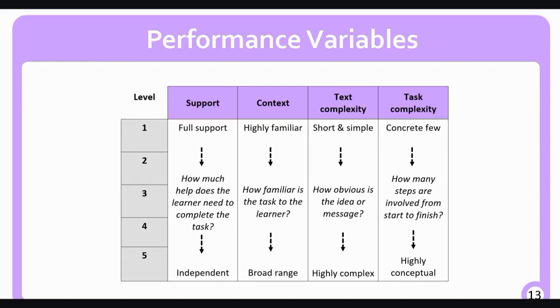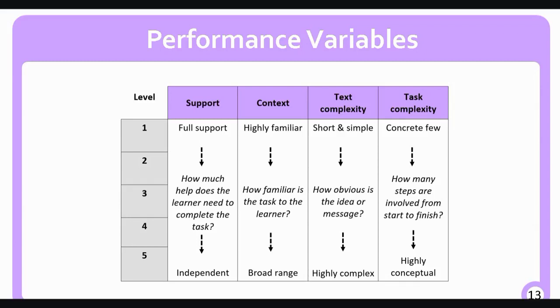Next on the list is context. And context, if it's highly familiar, if the scope of what's being examined is very, very familiar to our assessment candidate, then it's level 1. On the other hand, if it's not familiar at all, if it's a broad range of familiarity or they're not familiar with it at all, then that's going to be 5. If they can still get the task done, if they can still perform their responsibilities, even though there's a broad range of possibilities, that's your level 5 candidate.